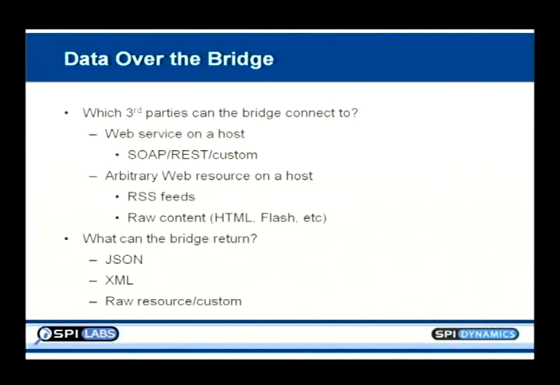We could grab RSS feeds. We could grab raw content, HTML, Flash, any type of resource. What does this bridge return? JSON. JSON is just a way of serializing complicated objects in JavaScript. And the scary thing is basically what comes back to the browser gets dumped to the eval statement of JavaScript.